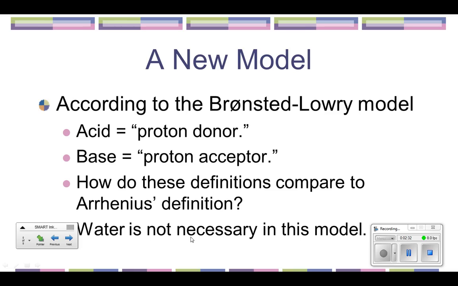Now this is a broader definition of base than before. So let's think about how those things are different. Those definitions of acid and base are different than what Arrhenius said. And one thing that is of note here is that we do not need water necessarily in this model to get an acid and a base. As we go further forward and into the next video, we will look at some examples of Bronsted-Lowry model ionizations, and every one of them is going to have water in it, but it is not necessary. As long as something will give a proton to something else, it is an acid, and as long as that something else will accept it, it is a base.